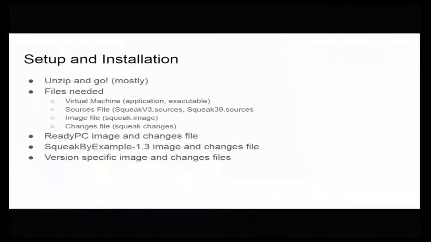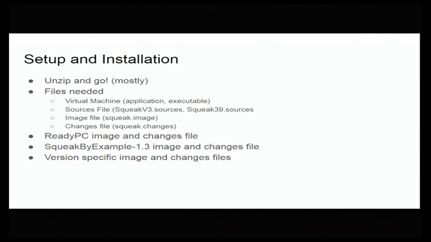All right, you need the sources file. Now, depending on what we're doing, there's two different ones. You need the V3 sources or you need the V3.9 sources. So for Squeak version 3.0 up to 3.8, you typically use the Squeak V3 sources file. For Squeak 3.9 and 3.10, it's the Squeak 3.9 sources file. I think that's related to the image that you're using, because you fire it up and the image will squawk that it doesn't have the sources file that you want. So you have to have the correct one. Now, the ones for the book, the images that go with the books, the Ready PC image, which is the Learn Programming with Robots, and the Squeak by Example, they need the... actually, I think the Ready PC, that's right, the Ready PC needs the V3 sources.